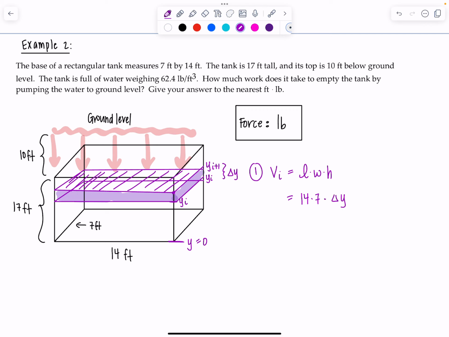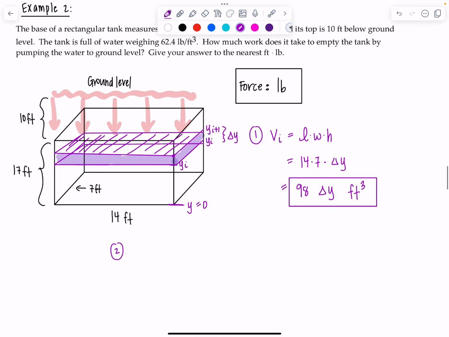In the last problem, it was the same thing. It was pi r squared h. H was delta y. Same thing here. So this is 98 delta y, and then it's imperative. What are the units for volume? Length times width times height, feet cubed. Volume is always going to be something cubed, either feet cubed or meters cubed. Step 1 is done. Step 2, I need to figure out what's the force required to lift that ith layer.